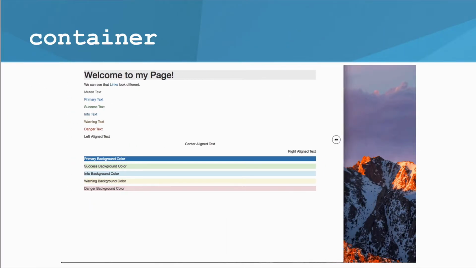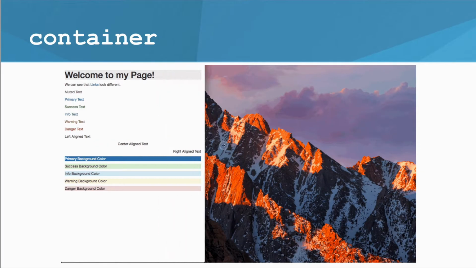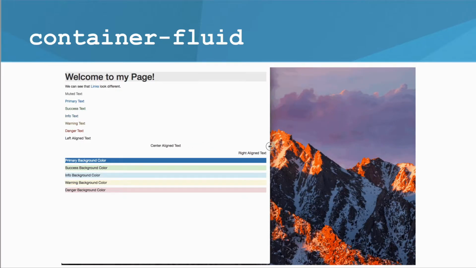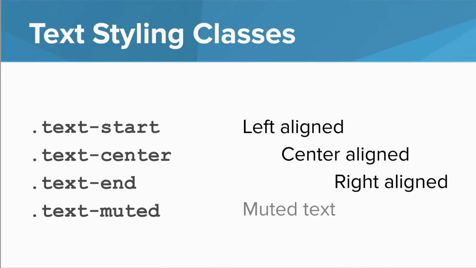Here's an example of the container width readjusting at specific intervals as the window decreases in width. With the container-fluid class, we get a smooth width adjustment as the window decreases in width. There are Bootstrap classes for aligning and styling text content as well. These classes are used to left, center, and right align text. Last class, text-muted, styles text as muted.